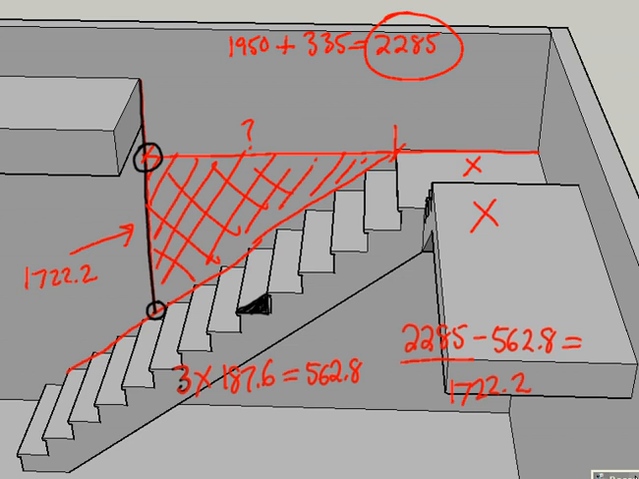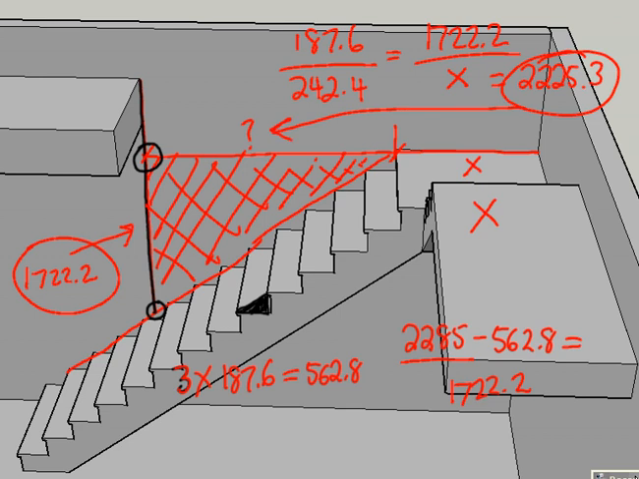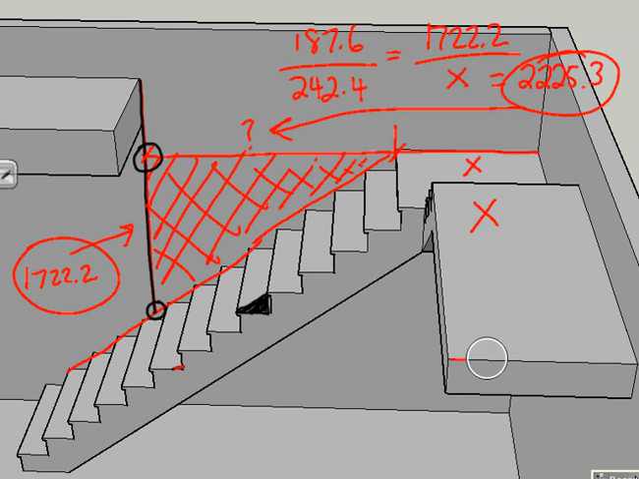This triangle that we have here is proportional to unit rise, unit run. So if I draw that relationship out, I'll just do that up here. Unit rise being 187.6, unit run 242.4 is equal to this vertical dimension, 1,722.2 over x. When I solve for x, I find out that it is 2,225.3. This dimension is this unknown.